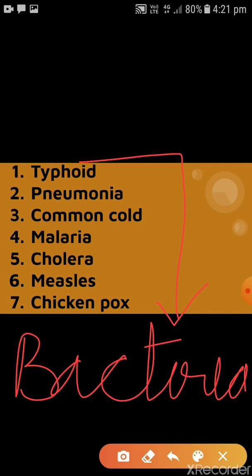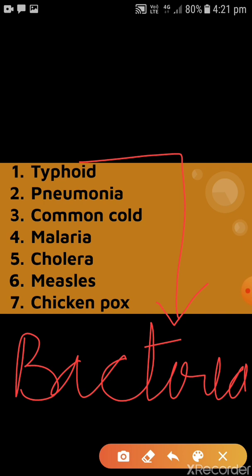Children, so basically when we are talking about typhoid, in the classification of microbes we have four categories: bacteria, protozoa, viruses, algae.